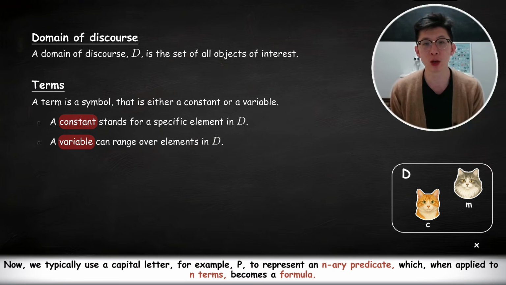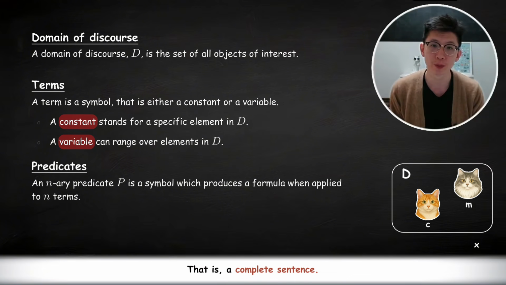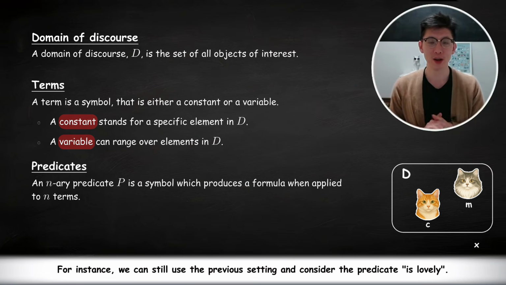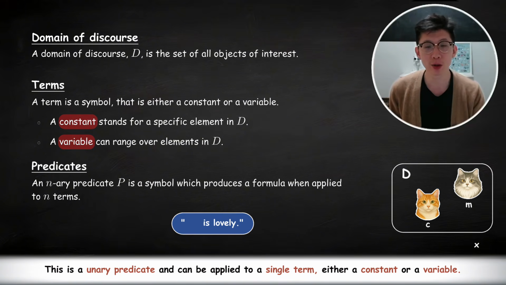Now we typically use a capital letter, for example, P, to represent an n-ary predicate, which, when applied to n terms, becomes a formula, that is, a complete sentence. For instance, we can still use the previous setting and consider the predicate "is lovely." This is a unary predicate and can be applied to a single term, either a constant or a variable.